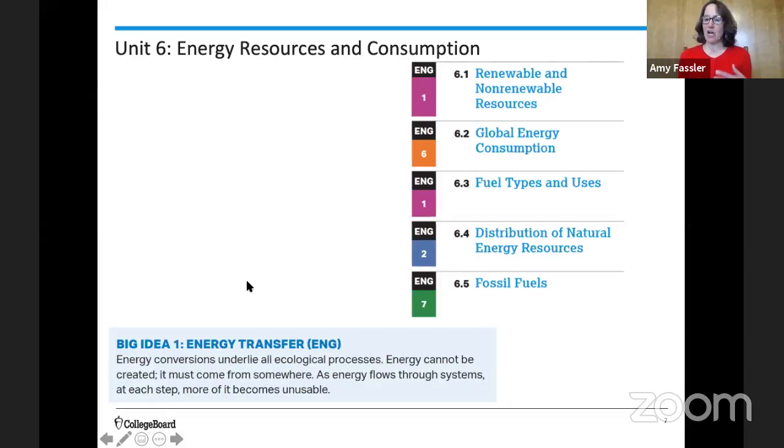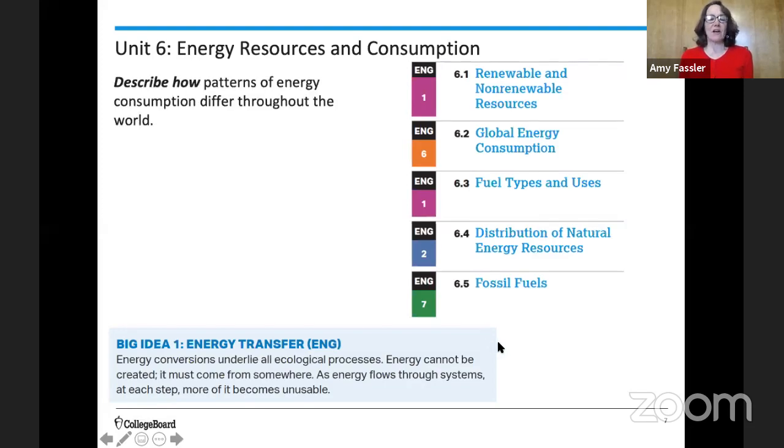Obviously, in this kind of introduction, and we'll dig in a little bit to fossil fuels, we really focus in on big idea number 1 on energy transfer. Energy conversions underlie all ecological processes. So we saw this recently in the review when we looked at the 10% ecological efficiency rule and how energy is transferred from one trophic level to another. Well, in Unit 6 on energy resources, we're going to look at energy systems that take energy resources and put them into usable form of energy for us, but we still have to look at the second law of thermodynamics.